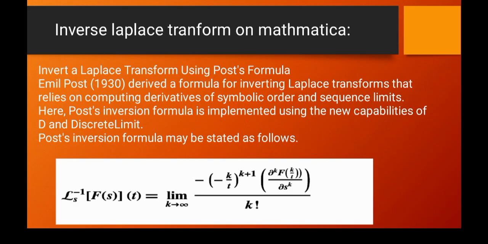So the inverse Laplace transform in Mathematica using Post's formula. Emil Post in 1930 derived a formula for inverting the Laplace transform that relies on computing derivatives of symbolic order and sequence limits. Here the Post inversion formula is implemented using the new capabilities of D and discrete limit. The Post inversion formula may be stated as follows: L inverse of F of s at t is the limit as k goes to infinity of minus 1 to the power k over k factorial, times k over t to the power k plus 1, times the k-th partial derivative with respect to s of F evaluated at k over t.